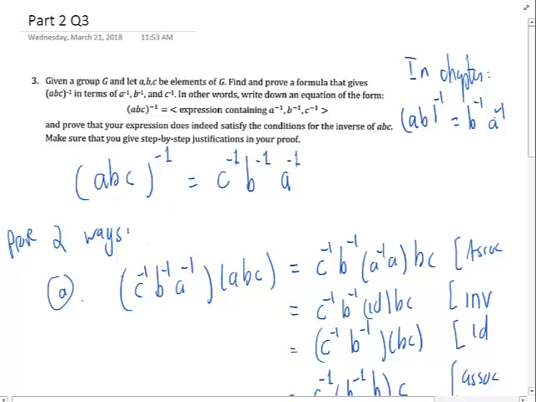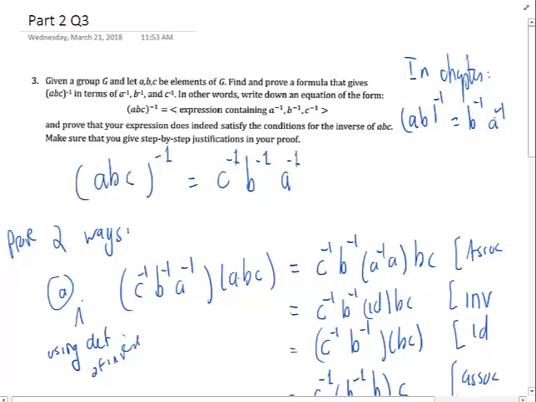And this is using the definition of inverse. I'm going to prove that C inverse, B inverse, A inverse times ABC is the identity, and ABC times C inverse, B inverse, A inverse is the identity. And that means that C inverse, B inverse, A inverse is the inverse of ABC by definition. So let's go ahead and prove this.